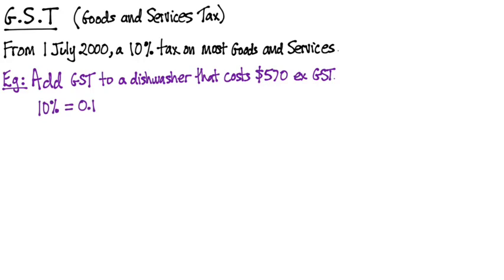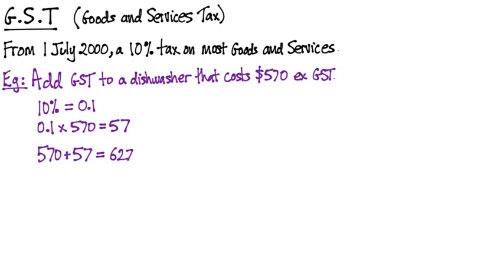We know that 10% from our previous lessons is 0.1 written as a decimal. So 10% is 10 over 100, and then 10 over 100 as a decimal is 0.1. And we know to work out 10% of a number, we times it by that decimal. So 0.1 times 570 gives us $57.